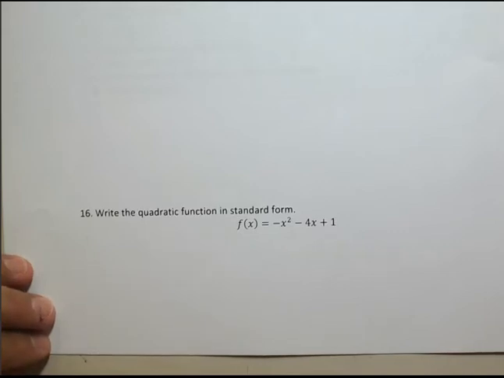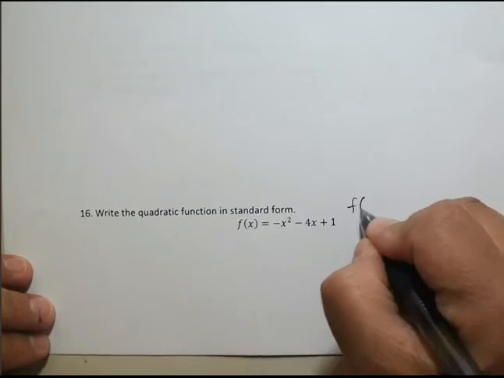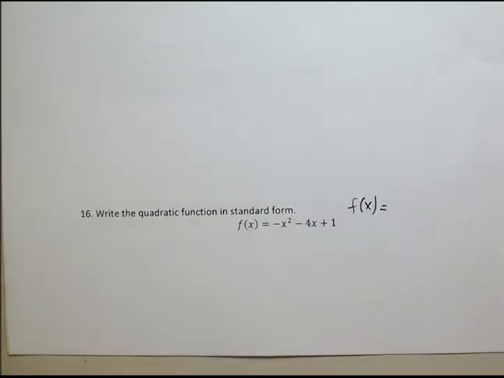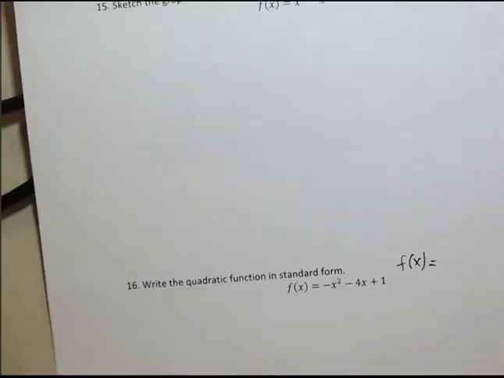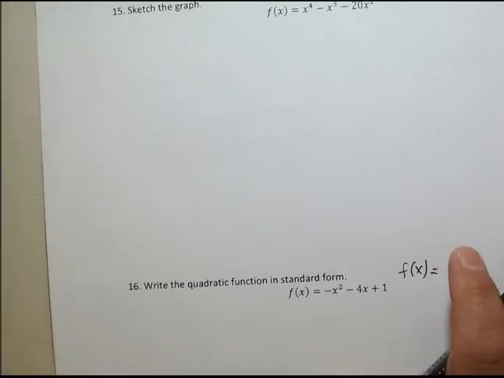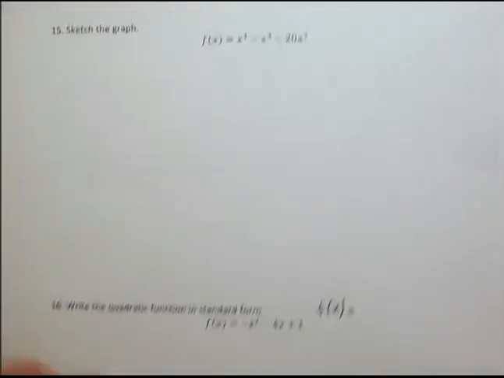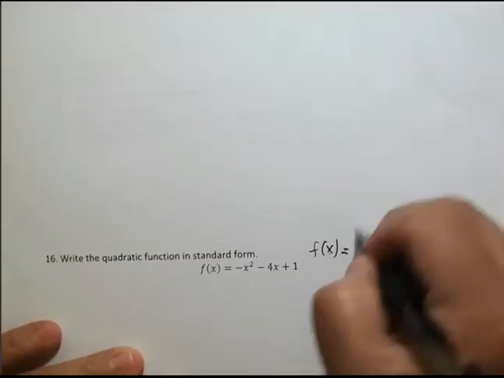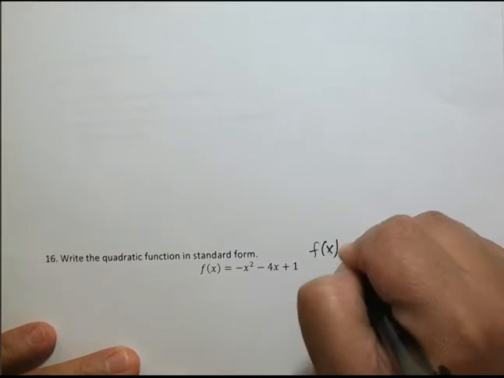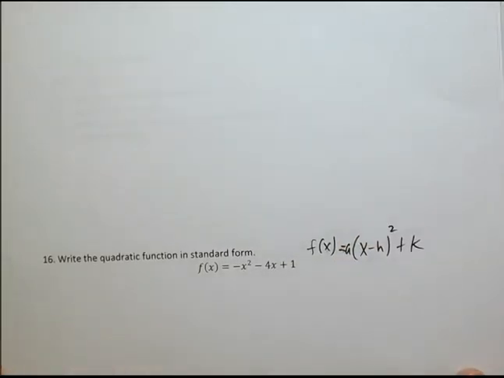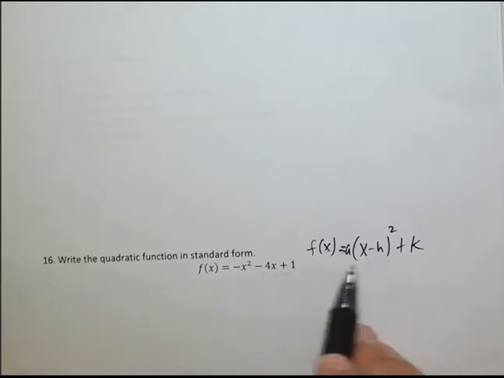Okay, so for 16, they want us to write the standard form. And so remember that the standard form is given as a times x minus h squared plus k, and there's a number in front. Okay. So what we want to do is take our function and rewrite it so it looks like this.